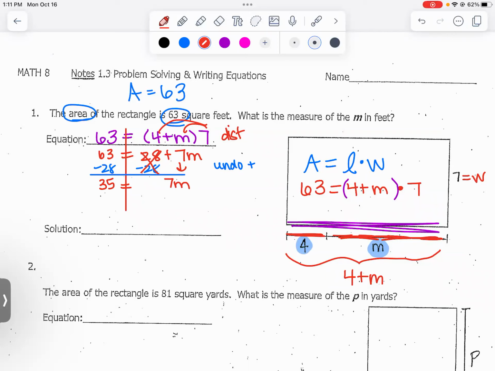Cash, what's our last step? We have 35 equals 7m. We need to undo this multiplication by dividing by 7 to get m equals 5. So our solution is 5, but 5 what? Make sure you put your label there. How did he know that it was 5 feet? Raise your hand.